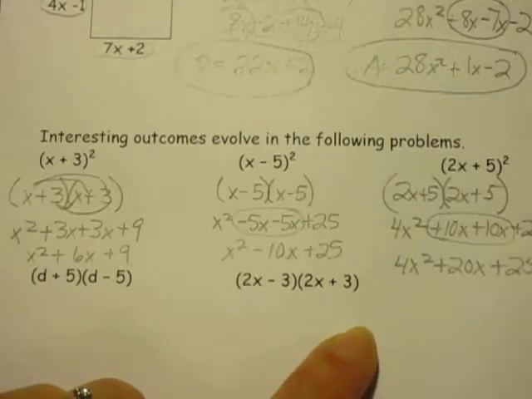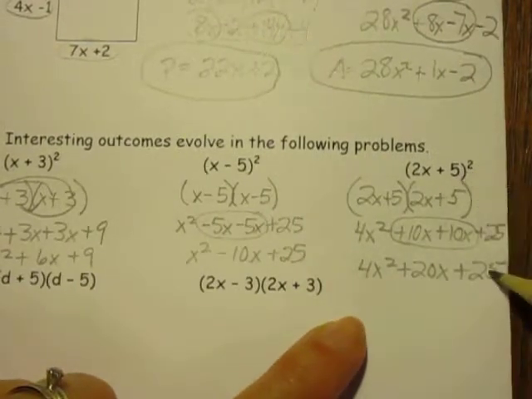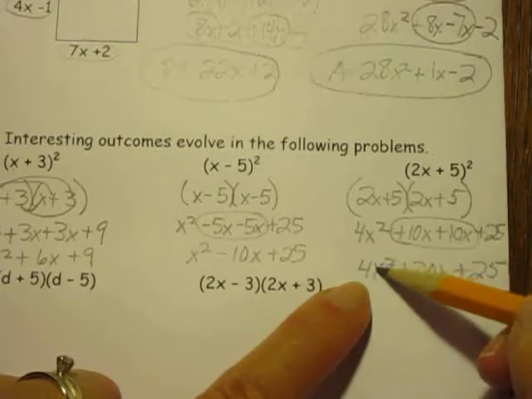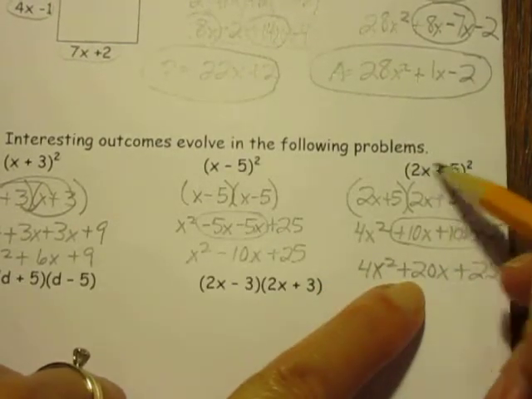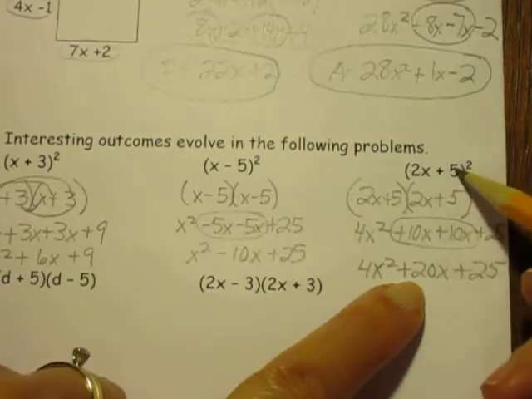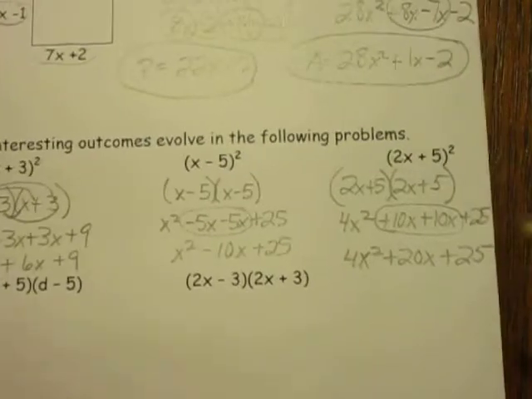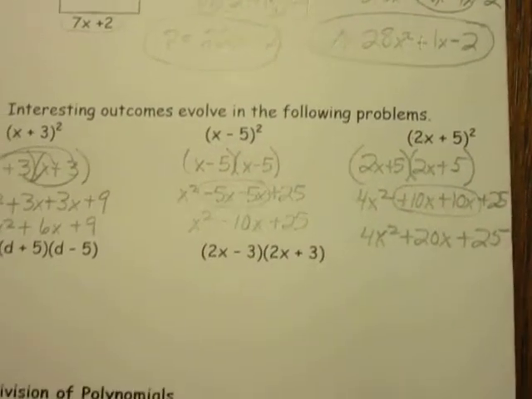So how did that impact things? What we see is that this last term is that term squared. The first term is our first term squared. And the middle term is the product of both of these doubled. 5 times 2x is 10x. Doubled would give you 20x. So it's just kind of a unique pattern. And each of those is a binomial. We call that a binomial squared.